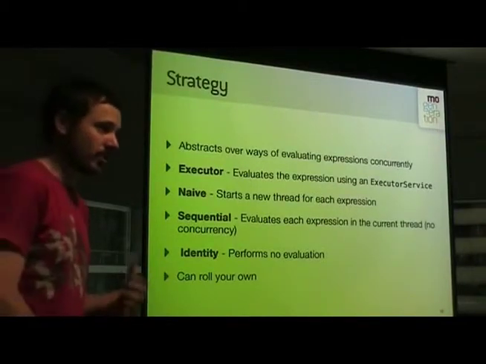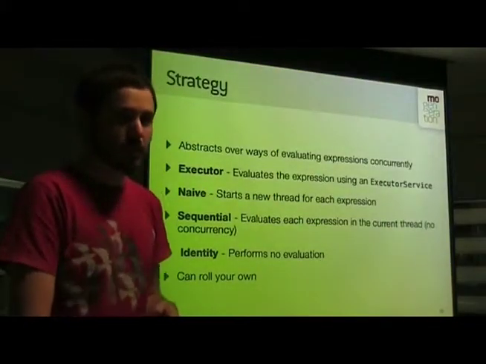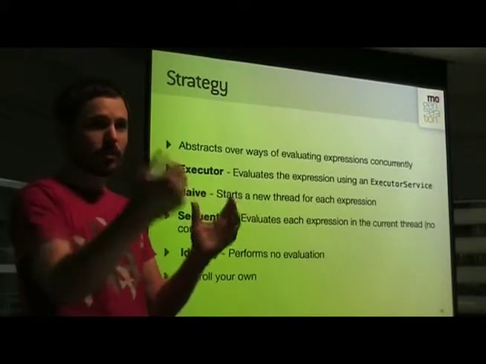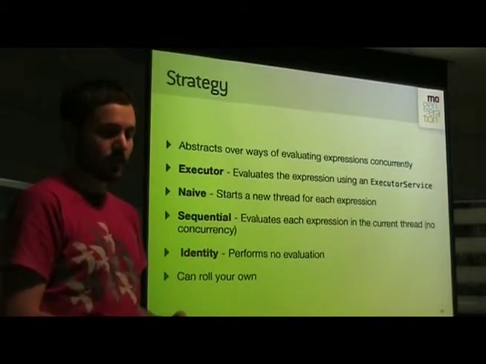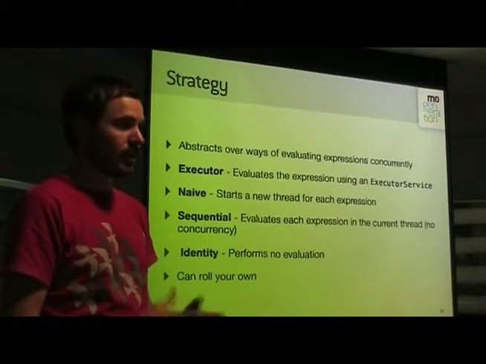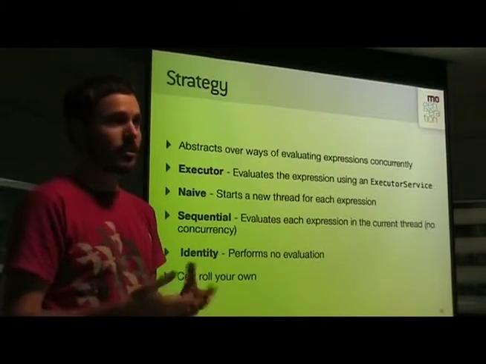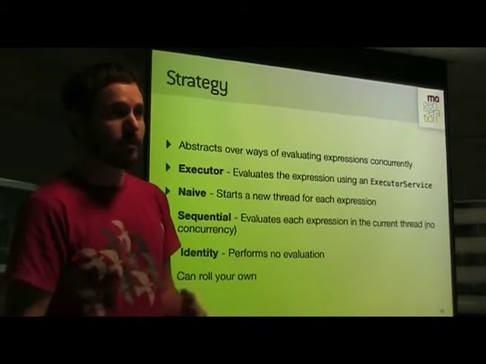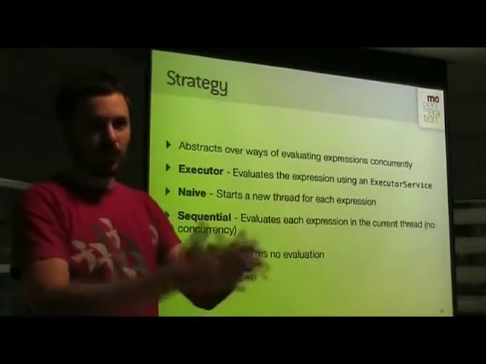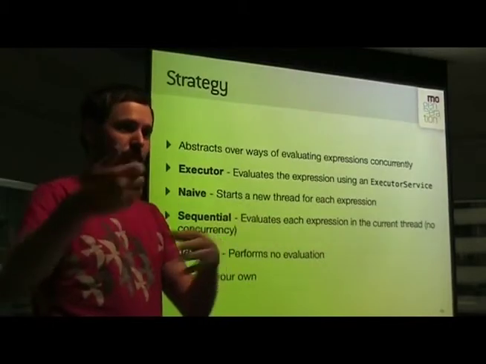So what's a strategy? The strategy is the first thing in that slide I showed you just before. So it's basically a way of evaluating that expression that you give it, so that effect that we saw before. It's how do you evaluate that expression? The default one that I tend to use is the executor strategy, and it defaults to an executor service, which is a java.util.concurrent class, which basically means it's a thread pool, and then you can configure how the thread pool runs. So you can give it 100 threads or 5 threads or whatever, and basically those threads are sitting around waiting.